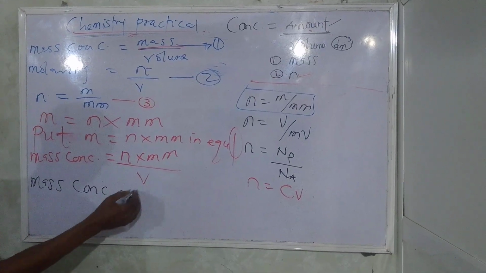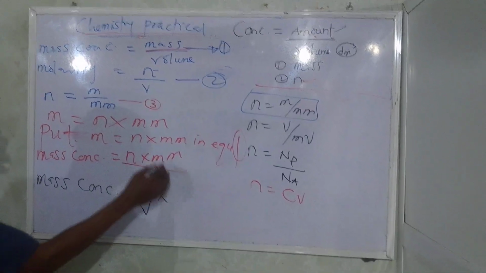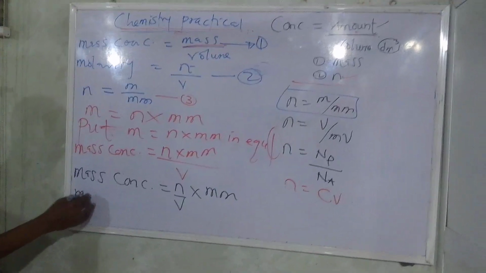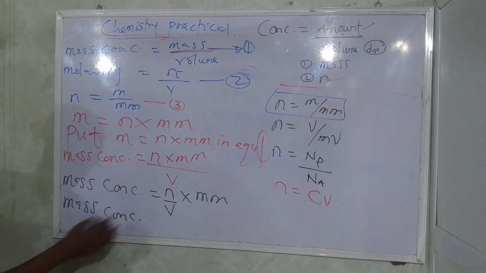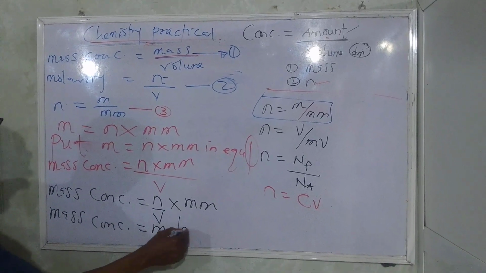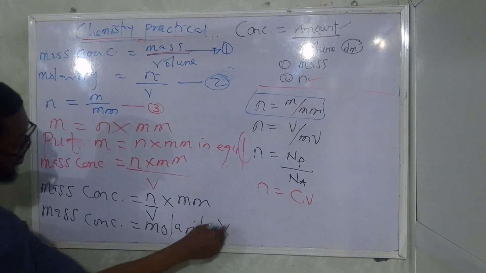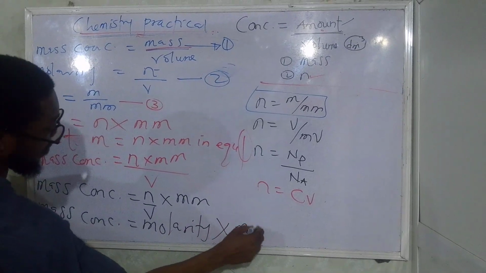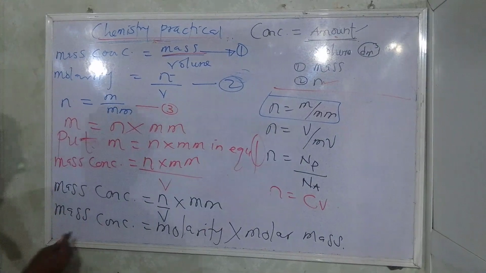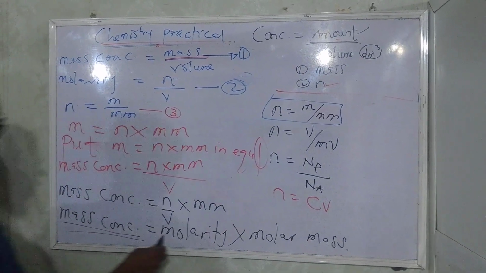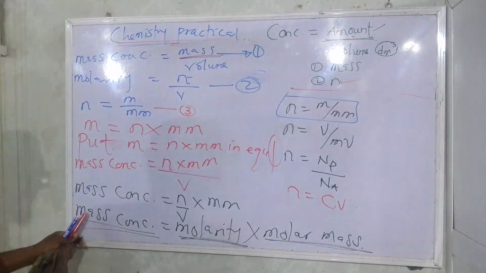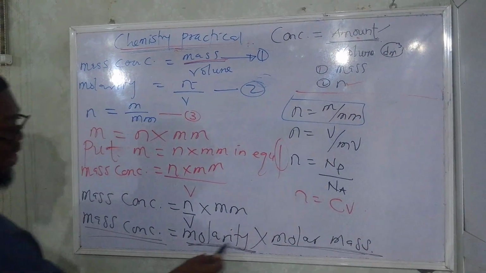Number of mole over volume. Number of mole over volume times molar mass. So what is number of mole over volume? Mass concentration is equal to number of mole over volume, which is the same as molarity multiplied by molar mass. So one important equation that we have learned here is that mass concentration equals molarity times molar mass. Keep this in your notes.